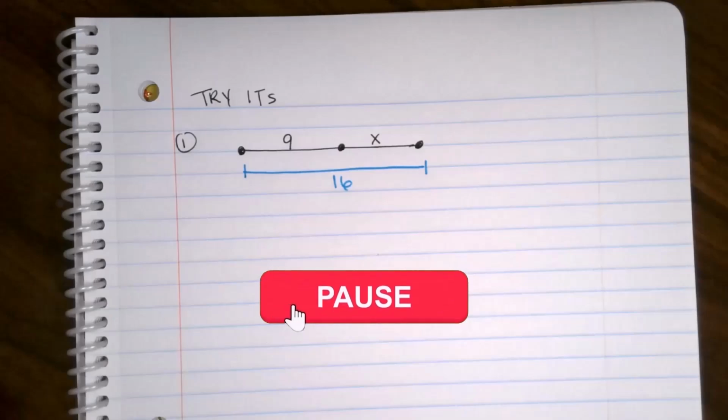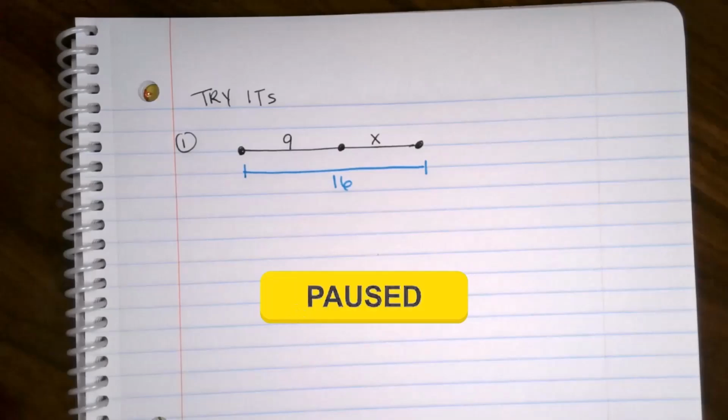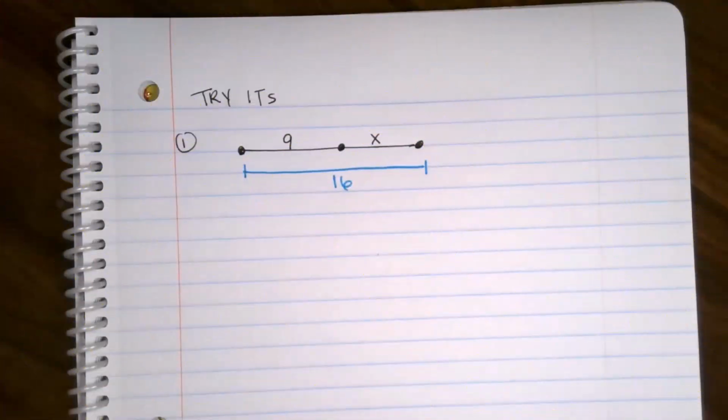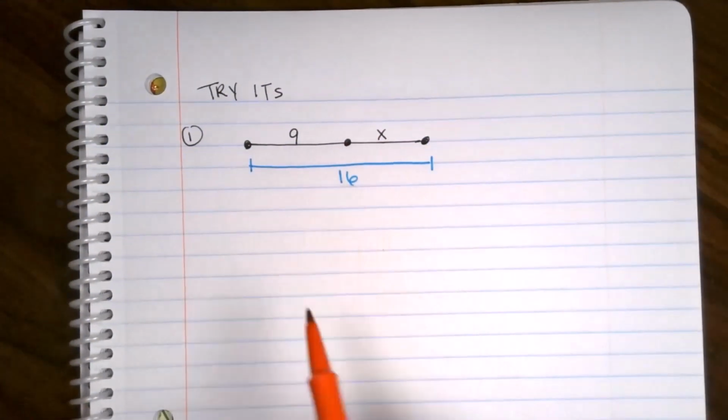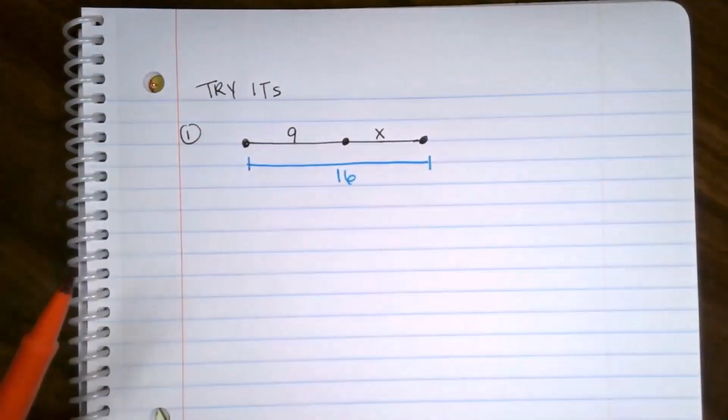Pause and copy this problem and do it in your notebook. I will be right back to show you the solution. And this one's pretty straightforward. We're going to solve for x. 9 plus x equals 16. So you can make an equation out of it if you want to.